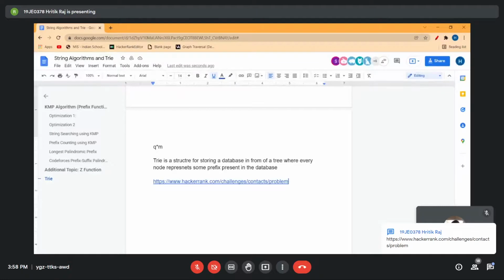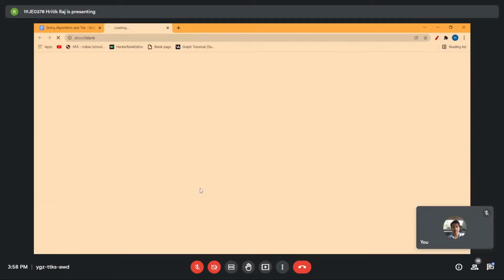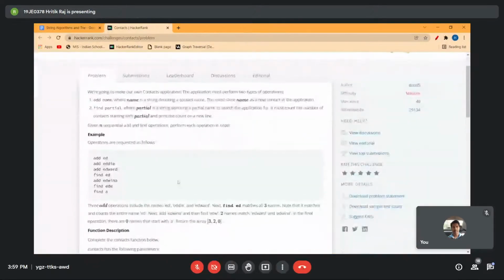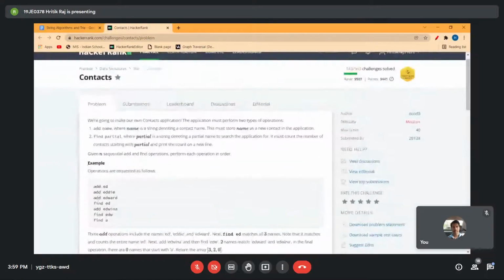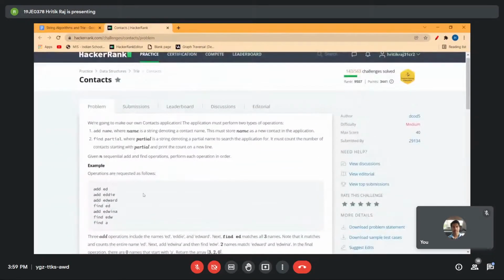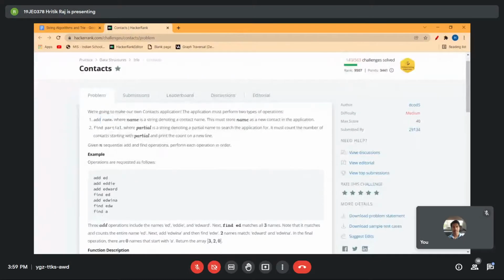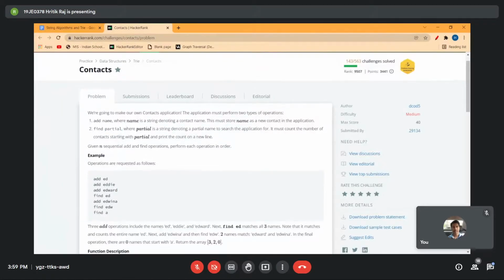I have pasted the link in the chat also. So is it visible? Contacts problem. Yes. So this problem is similar to that problem. You are given a number of queries in which you are adding some word to the database, and you want to find some partial string, which is just the prefix of any of the strings present in the database. So you have to just find out how many times it has occurred.